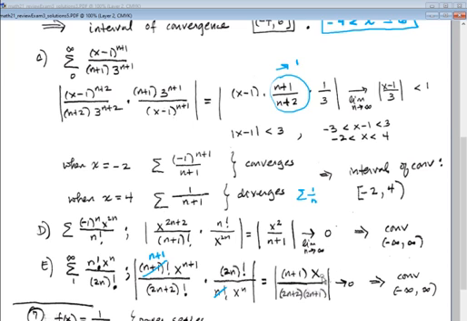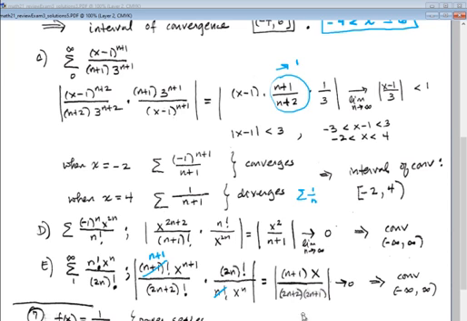This, we get x. And then here we have two terms, 2n plus 2, 2n plus 1. And as n goes to infinity, this is going to 0. The largest term on top is n, over 4n squared.